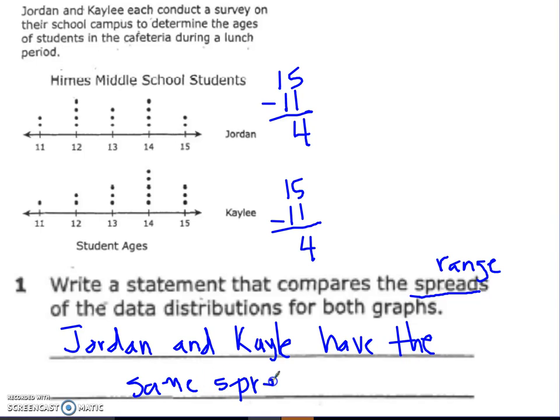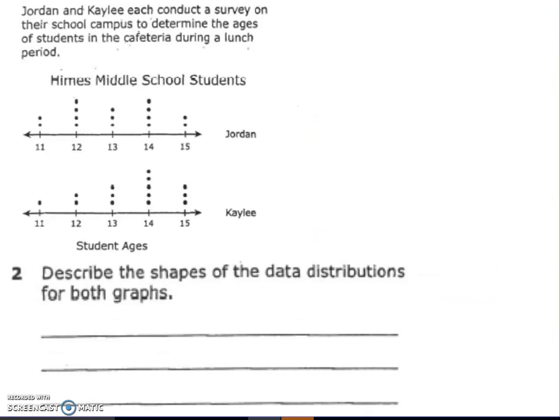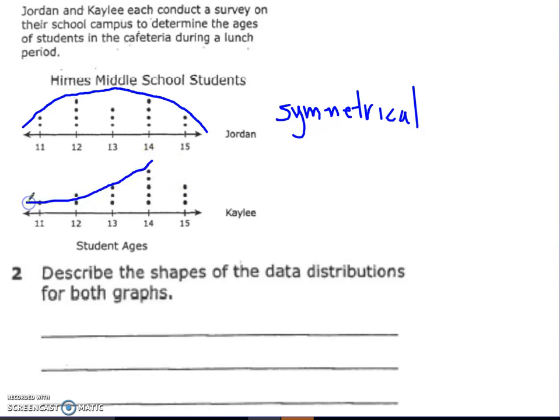All right, let's take a look at number 2. Okay, on number 2, describe the shapes of the data distribution for both graphs. Well, Jordan's graph looks symmetrical, meaning it is a mirror image. You can fold it in upon itself. Kaylee looks like it's kind of tapering off to the left, so we call that skewed left when the tail is on the left.